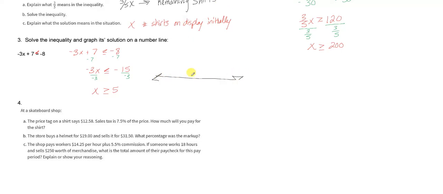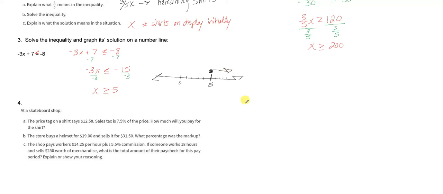The graph of that would simply look like this. 1, 2, 3, 4. Here's 5. And we want all of the answers, including 5, that are greater than it. So we would want to shade in that direction.